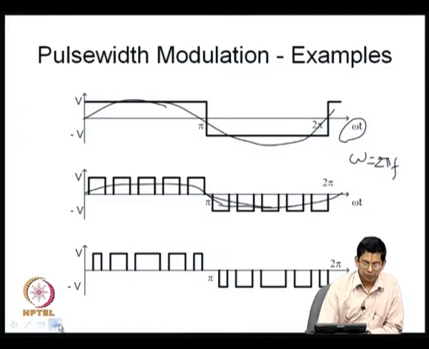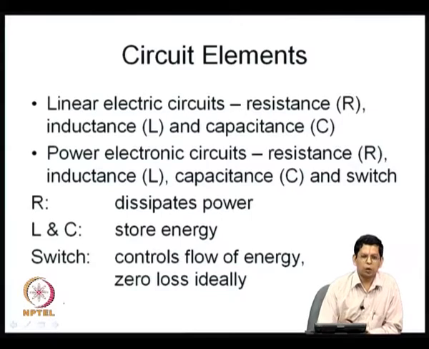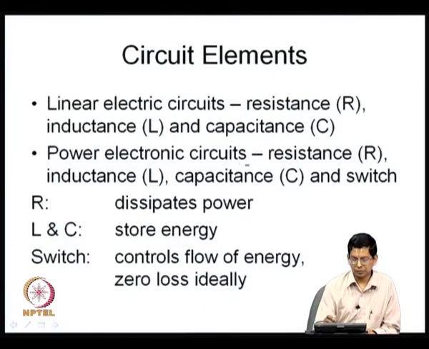Now, let us go into the question of what we call power electronic circuits. We are very familiar with linear electric circuits. From this point of linear electric circuits, we would like to understand what a power electronic circuit is and how it is different. One way to look at it is just to look at the circuit elements. A linear electric circuit could have resistances, inductance denoted by L, and capacitance C.